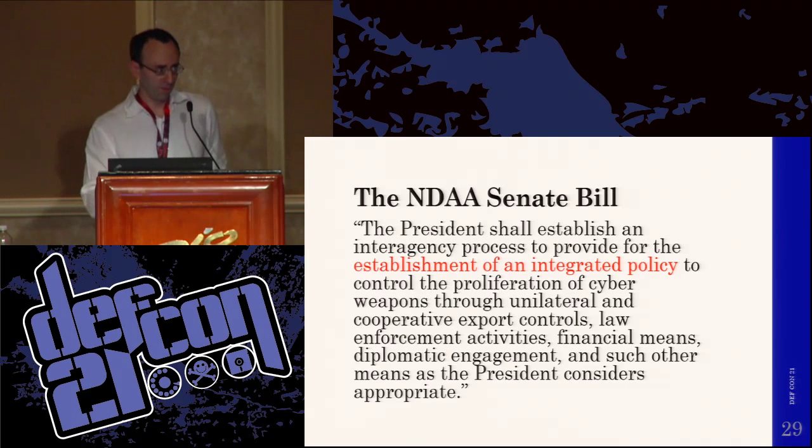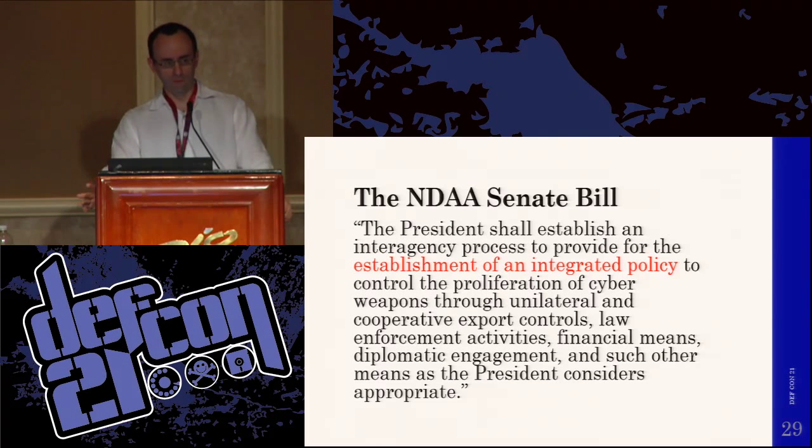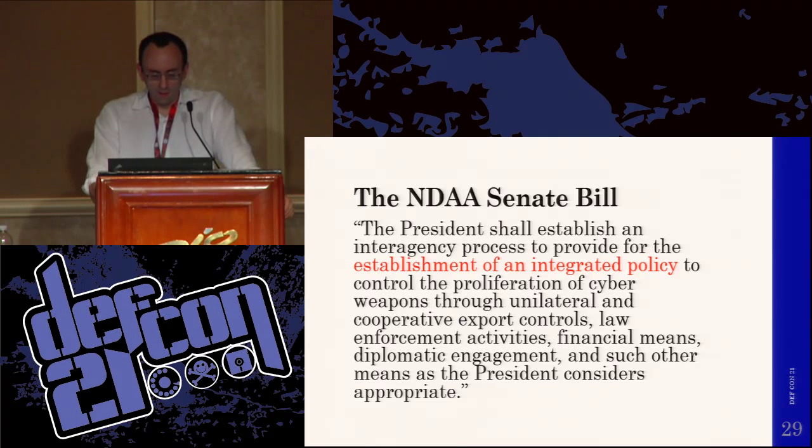So every year, Congress has to pass the National Defense Authorization Act. It sets the budget for DOD and includes a bunch of other stuff that gets stuck in there. And for 2014, the Senate version, which hasn't been passed yet and is still in Congress, has provisions that seek to begin the process of regulating the sale of exploits. The House version doesn't have this. This is still just in the Senate, but I think this is where it's headed.